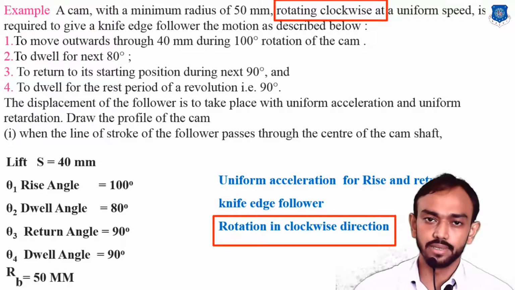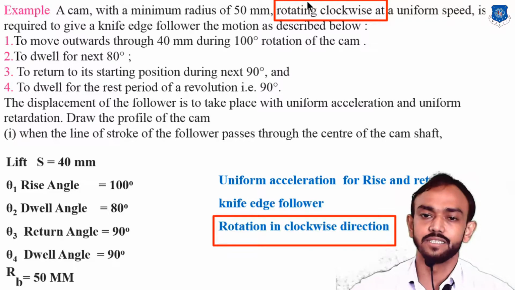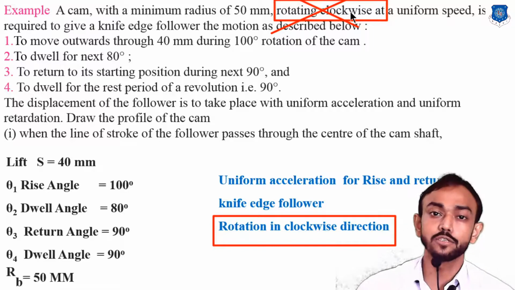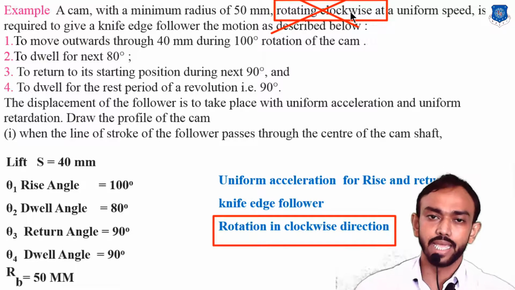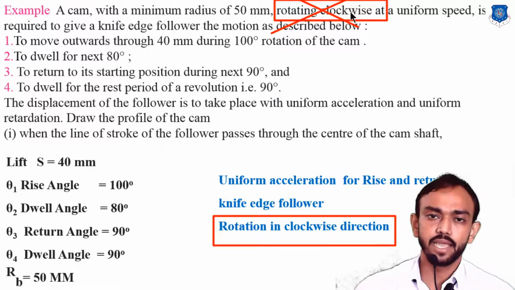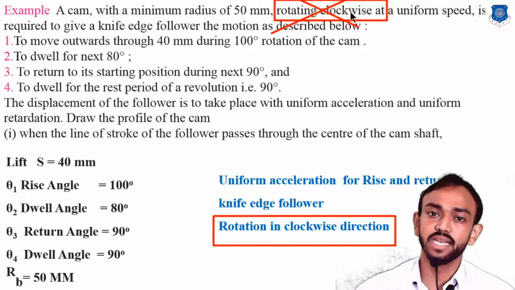And remember that if the direction is not given, we always assume that the cam rotates in a clockwise direction. So we always draw the cam profile in an anti-clockwise direction. If an example states that the cam is rotating in an anti-clockwise direction, then we have to draw the cam profile in a clockwise direction.